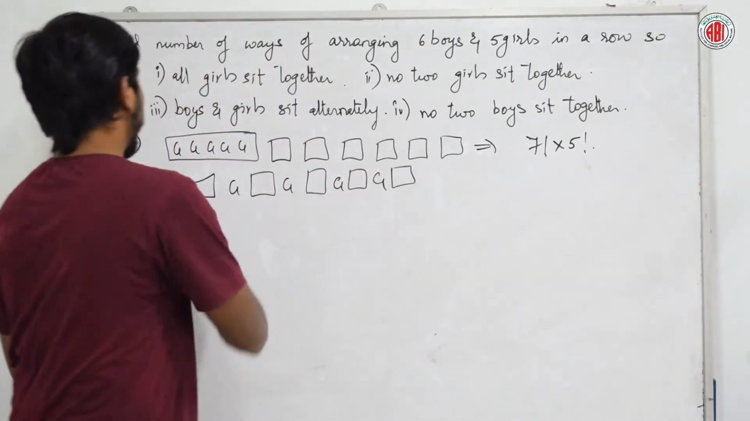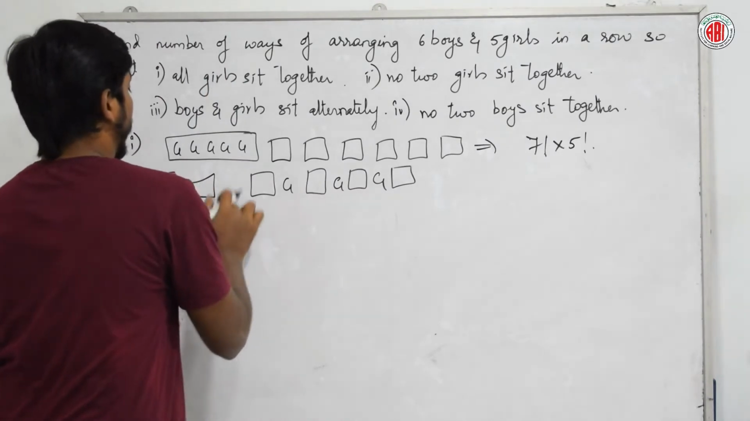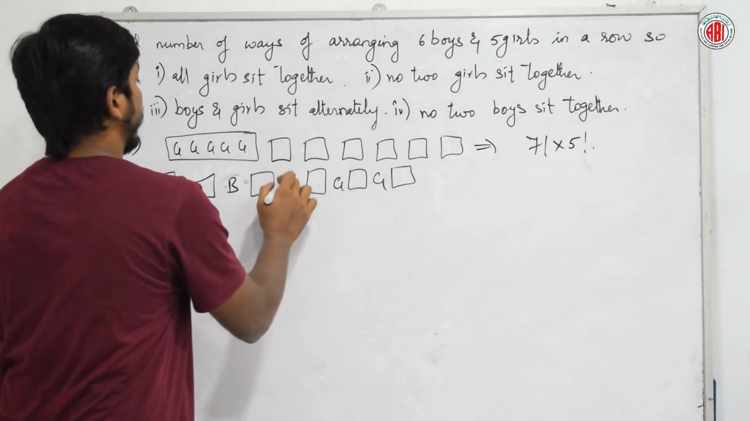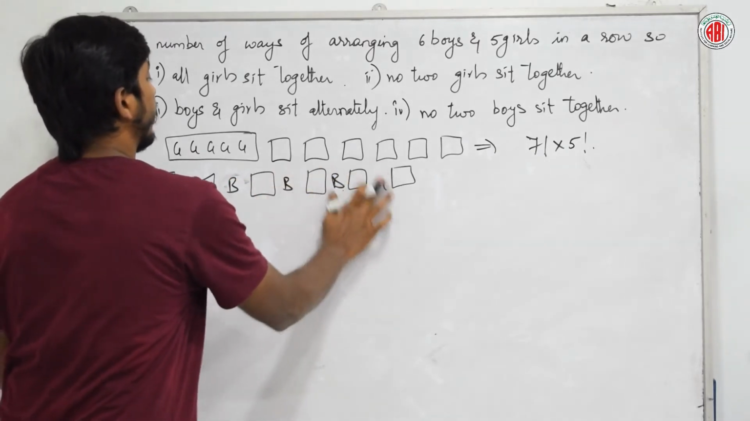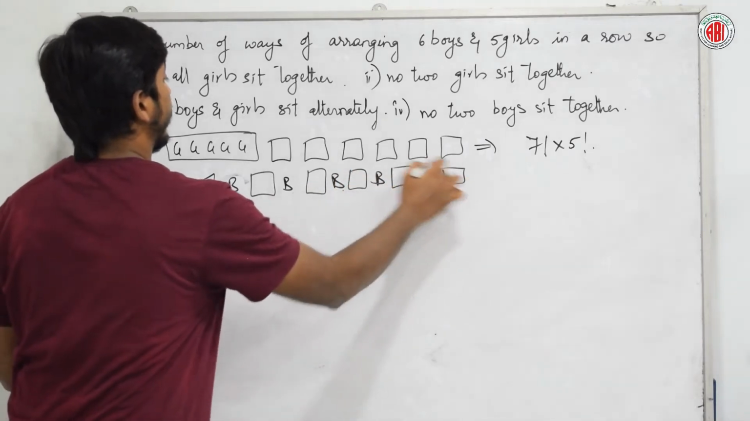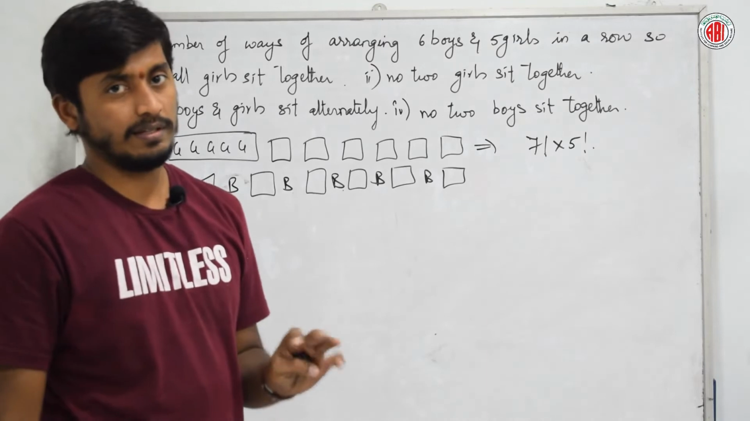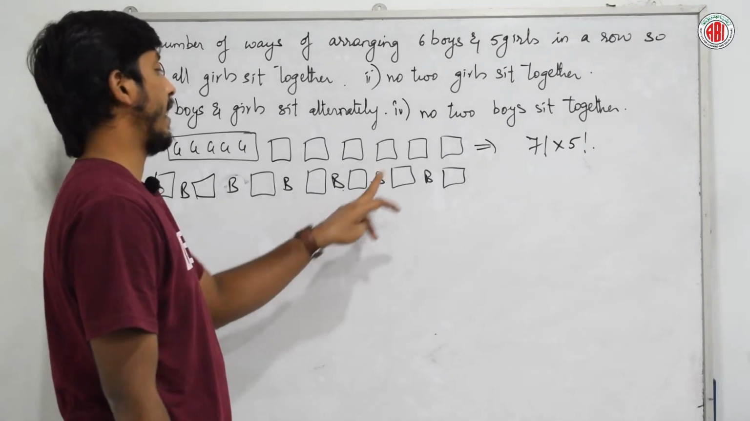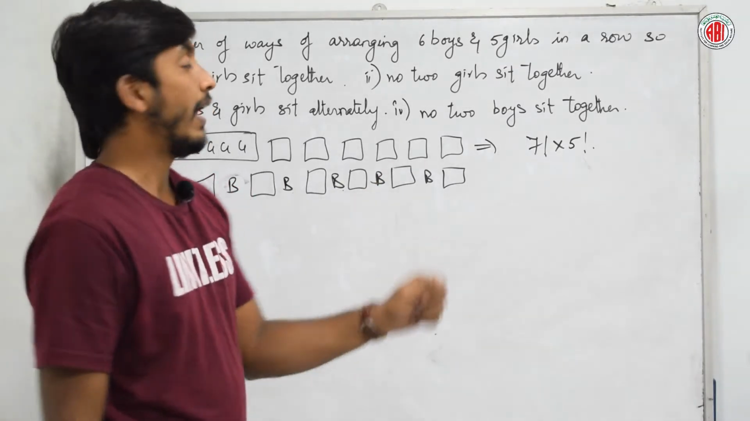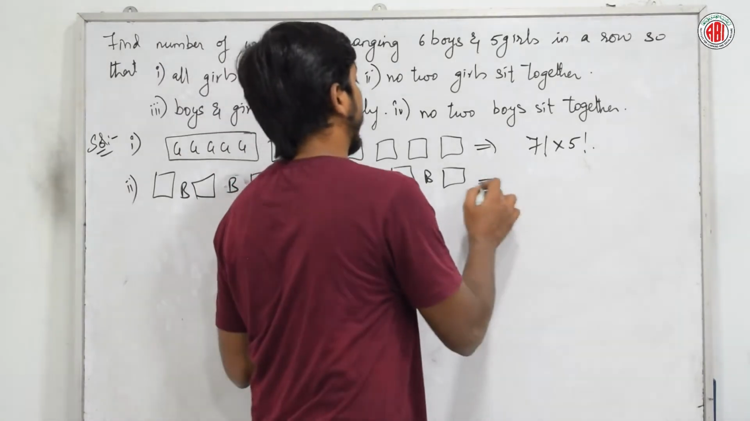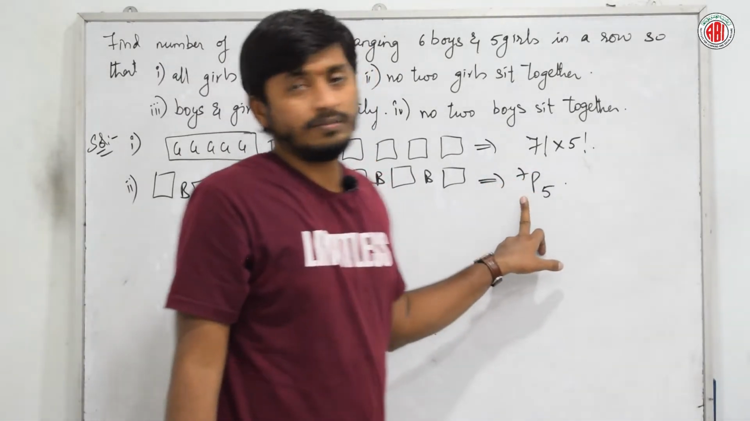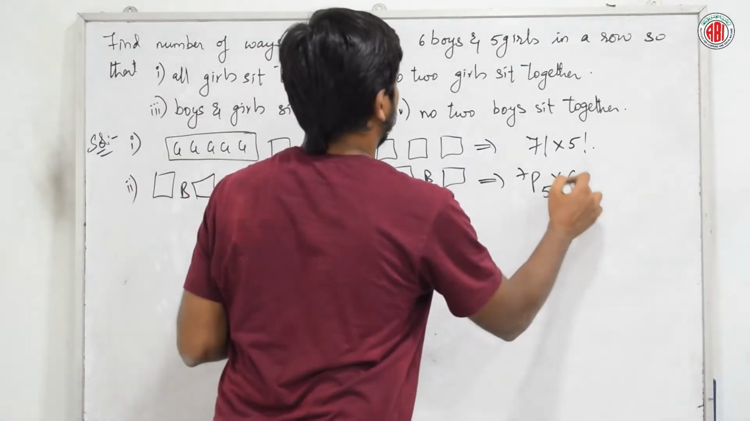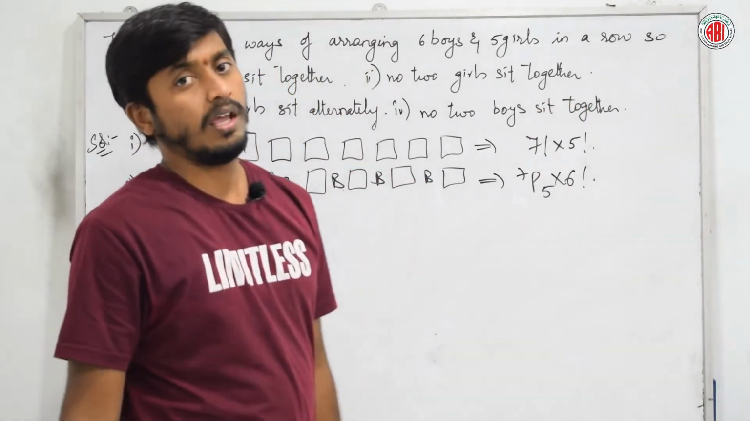Or else you can simply arrange the boys first. How many boys do we have? 6: 1, 2, 3, 4, 5, 6. So we will have 1 more position. Let me arrange all the boys first. Then we have 7 positions and 5 girls. Obviously we can arrange them in 7P5 ways, and we have to arrange the 6 boys in their 6 positions. Is it okay? Do you understand?